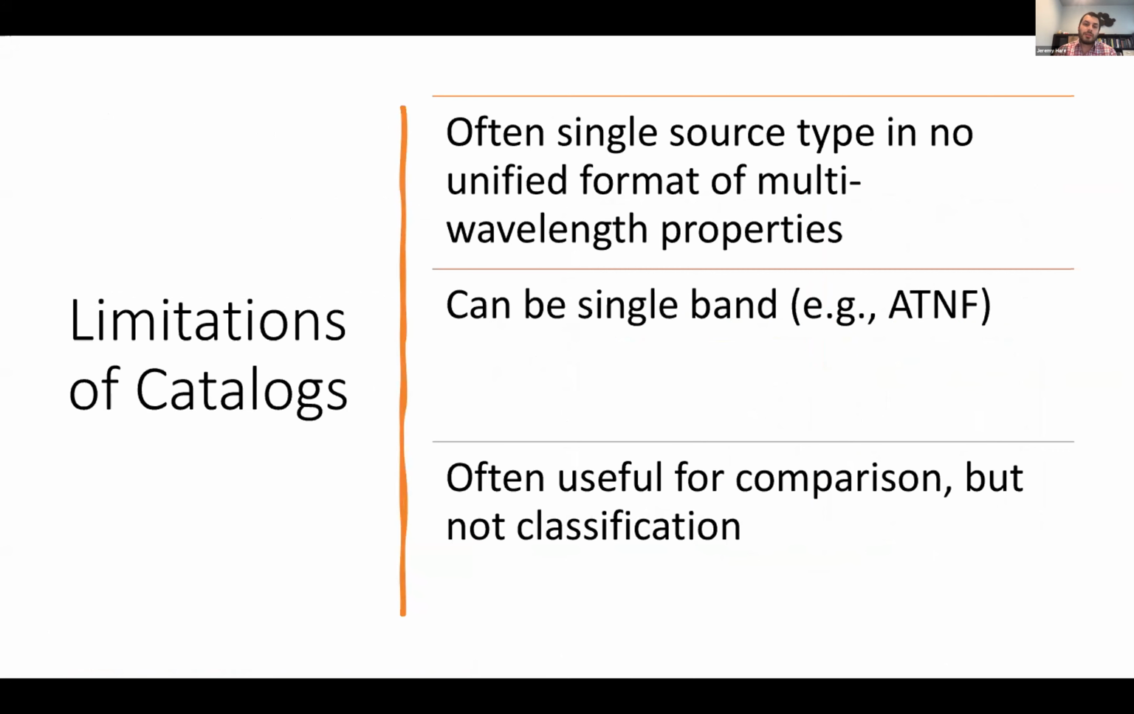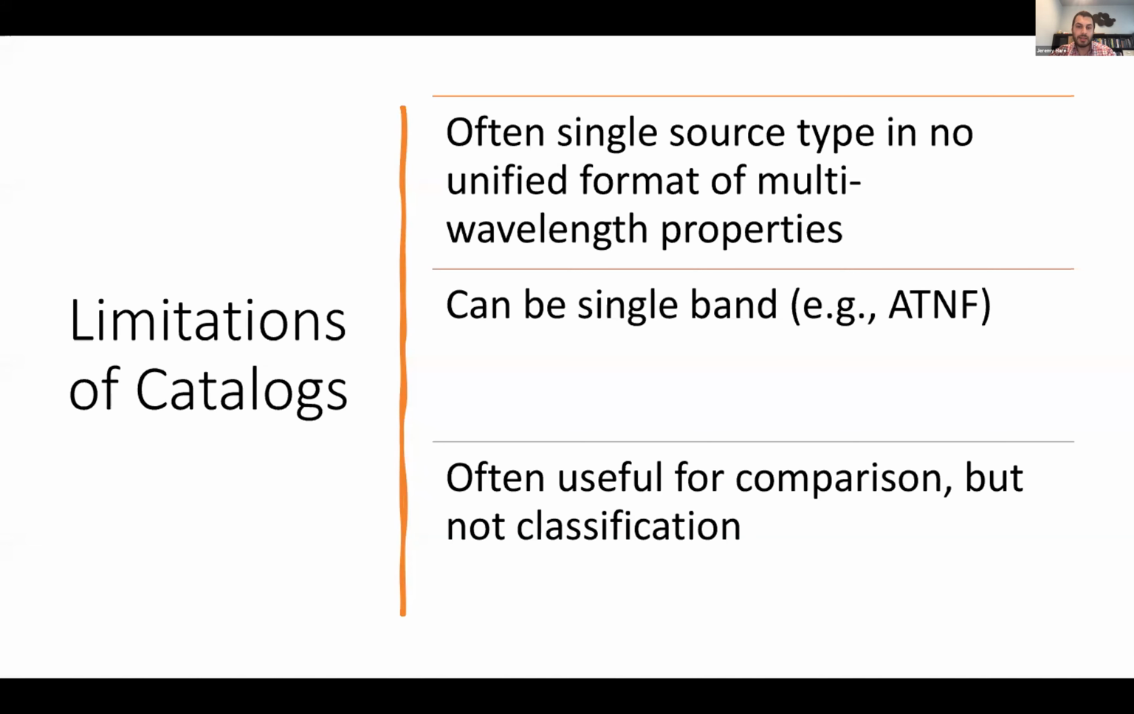But there's still a large number of limitations for catalogs. For instance, they're often single source catalogs with no unified format for their multi-wavelength properties. Some of them can even just be single band. For instance, the ATNF Pulsar catalog doesn't include X-ray only or gamma ray only detected pulsars. And they're often useful for comparison, but not classification.